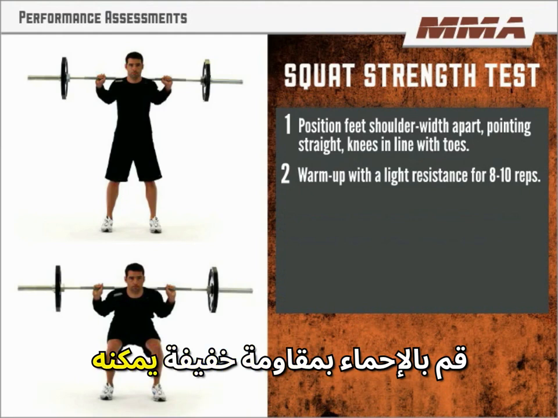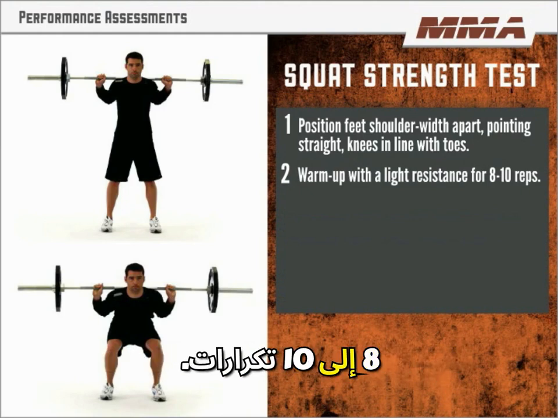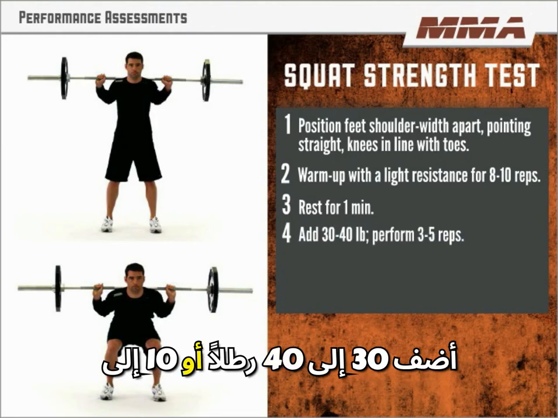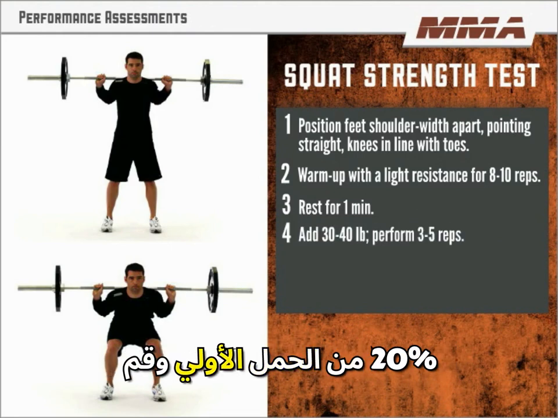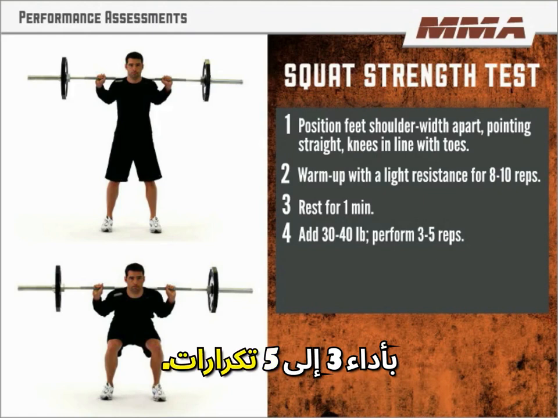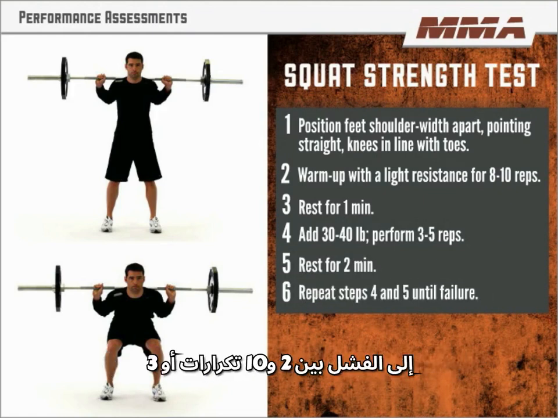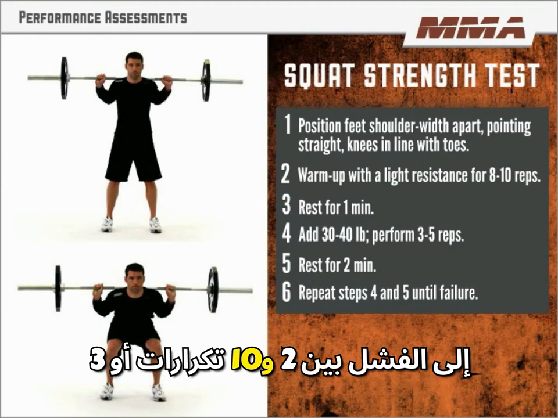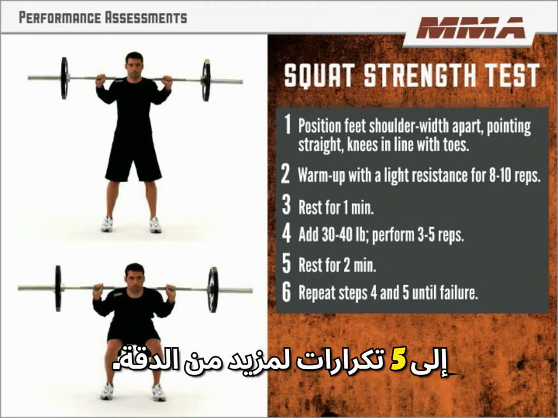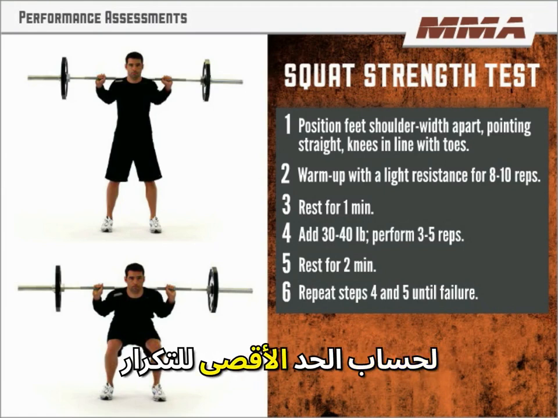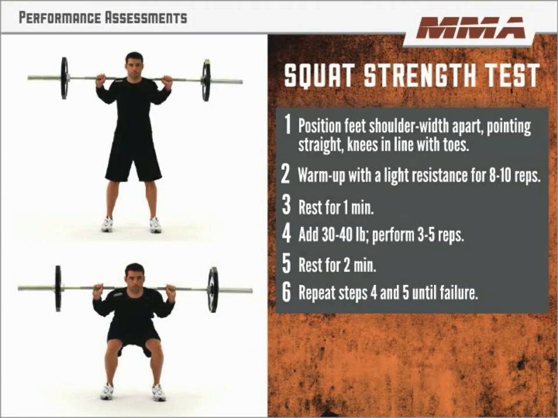Warm up with a light resistance that he can easily perform for 8 to 10 repetitions. Rest for 1 minute. Add 30 to 40 pounds or 10 to 20% of initial load and perform 3 to 5 repetitions. Rest for 2 minutes, repeat steps 4 and 5 until your client achieves failure between 2 and 10 repetitions, or 3 to 5 repetitions for greater accuracy. Consult your manual to calculate the 1 repetition max.